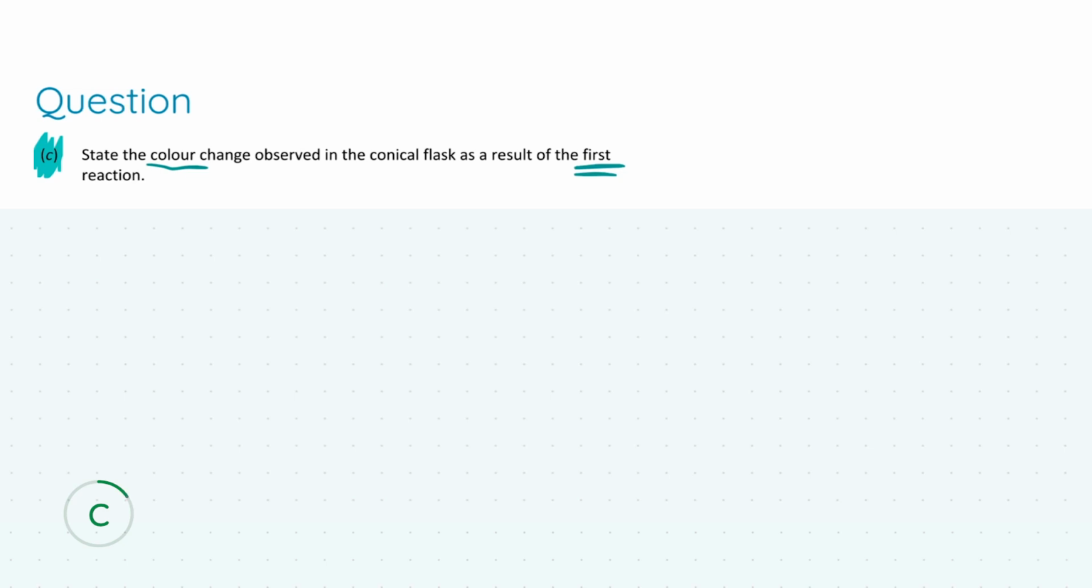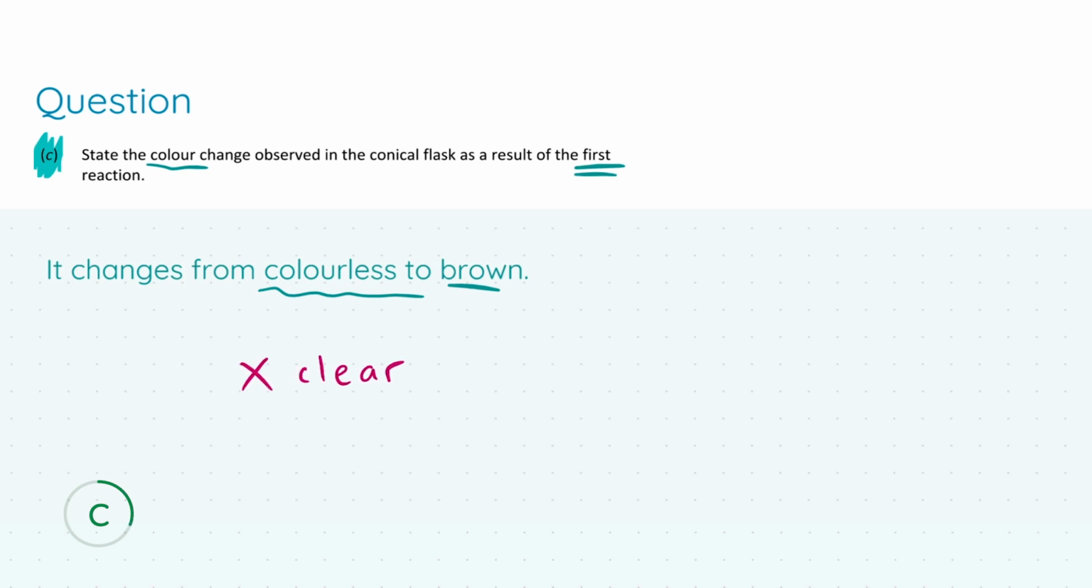It's just a straightforward color change, and it goes that the change is from colorless to brown. So a key thing to note here is that we don't want to hear, and we never want to hear in chemistry, this word clear, and clear is not something that we want.